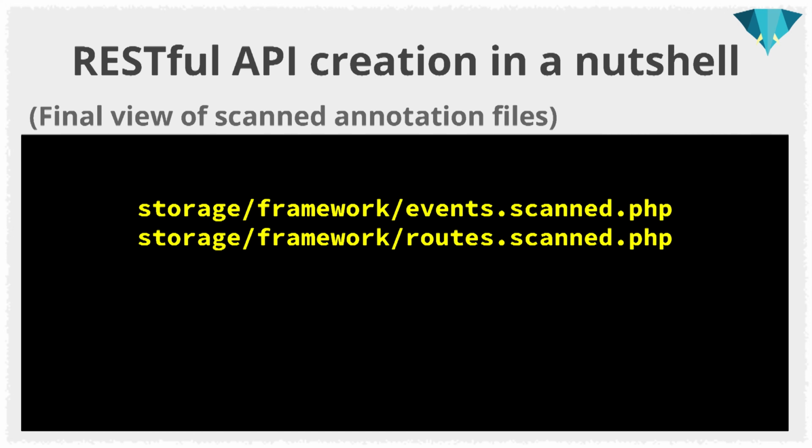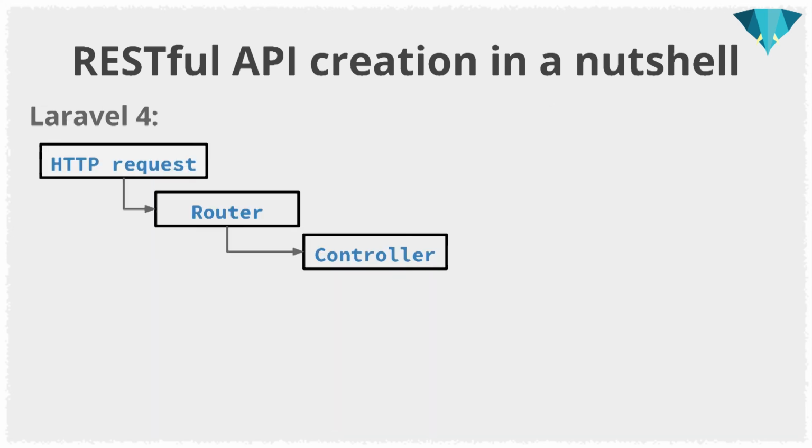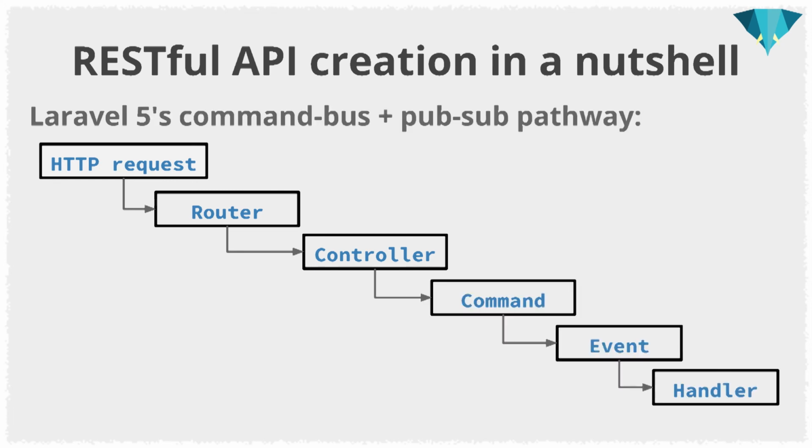So just as a quick recap, whereas in Laravel 4, we did the HTTP request, handled it with the router, and then sent it to the controller. Now, in Laravel 5, we're using the command bus by creating a command inside of the controller, launching an event, and using the pub sub way of doing things, we have a handler that listens to that event.